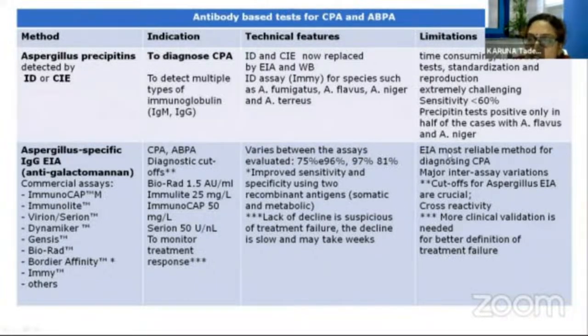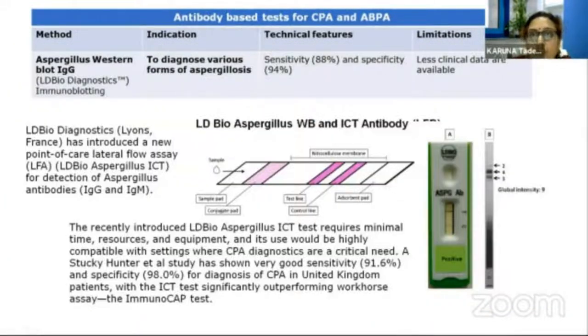Enzyme immunoassay is the most reliable method for diagnosing chronic pulmonary aspergillosis. But again, there may be major inter-assay variations. Cutoffs for Aspergillus enzyme immunoassay are crucial, but we cannot deny cross-reactivity. They do occur. Cross-reactivity is seen between the species.